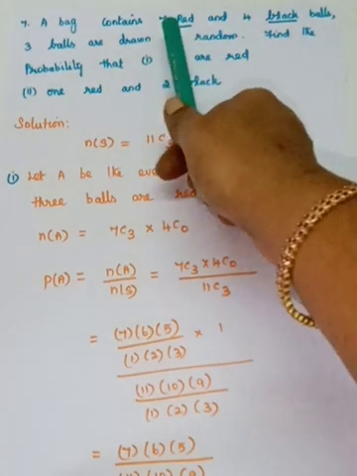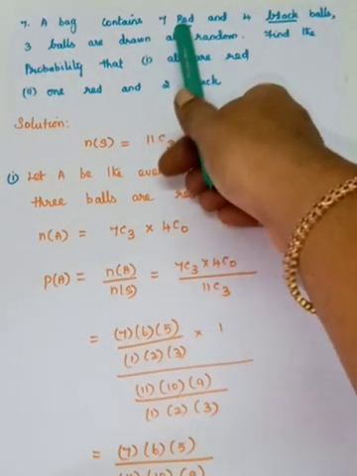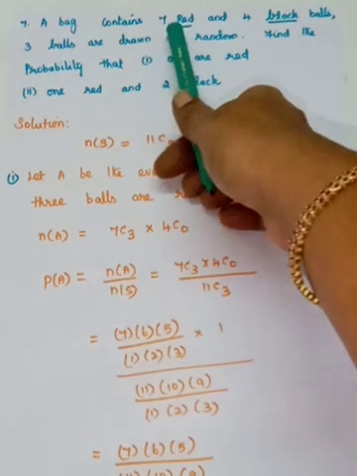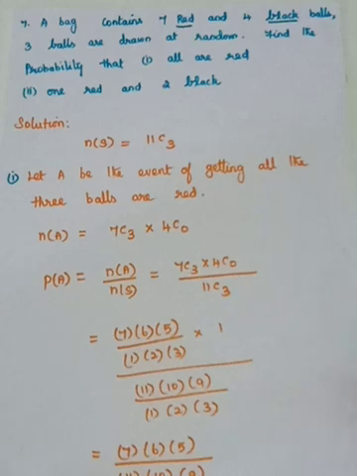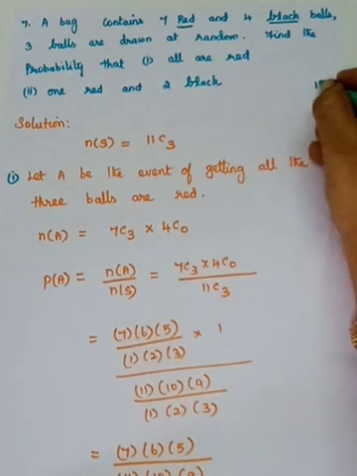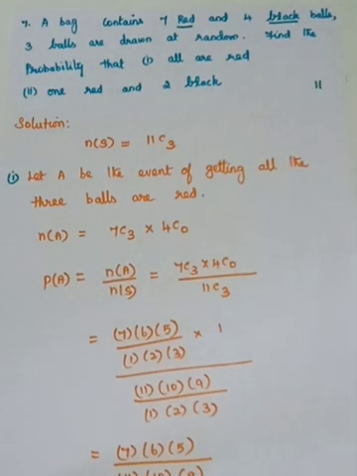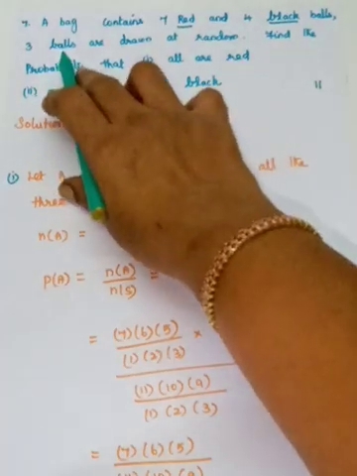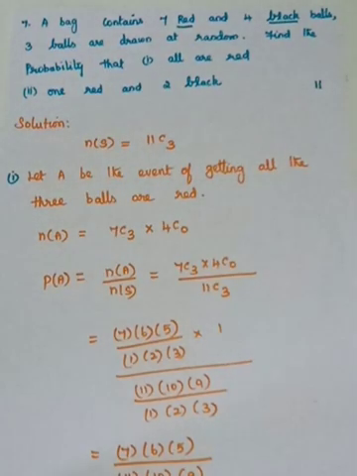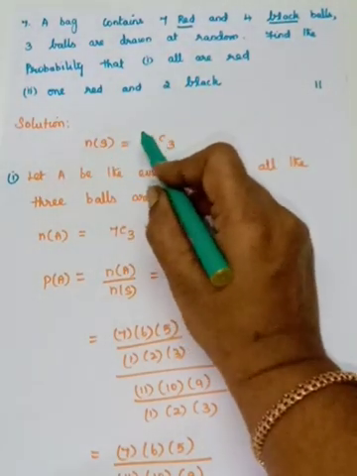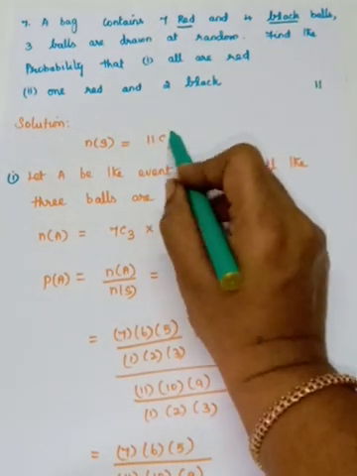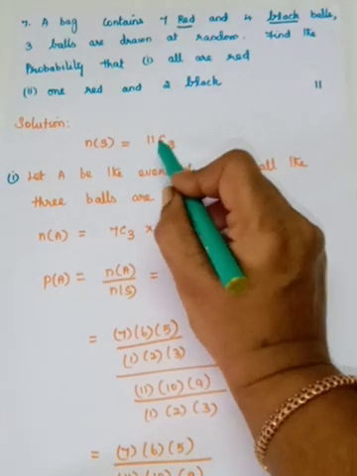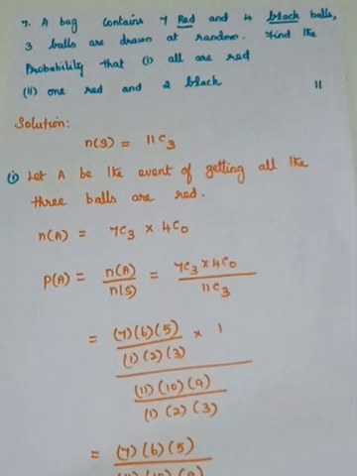Okay, so you have to understand the problem. Totally, how many balls are in the bag? 7 red and 4 black balls. So therefore the total number of balls is 11. Out of 11 balls, you have to choose how many balls? 3 balls at random. So what is N of S? Out of 11 balls, you have to choose 3 balls at a time, so it can be done in 11C3. When you have to choose or select, you can use combination.